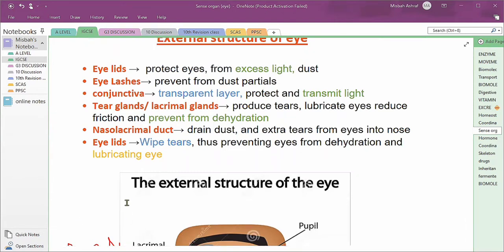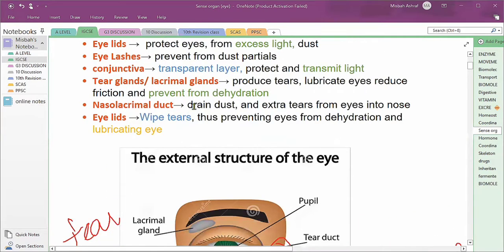The eye overall is covered by a transparent layer which is known as the conjunctiva. Wherever you see something transparent in the eyes, it means that it is transmitting the light, because the function of the eye is to form an image and that is only possible in the presence of light. So conjunctiva is the overall layer which is present on the eye, and that is transparent and transmits the light. Okay, this is the external structure.